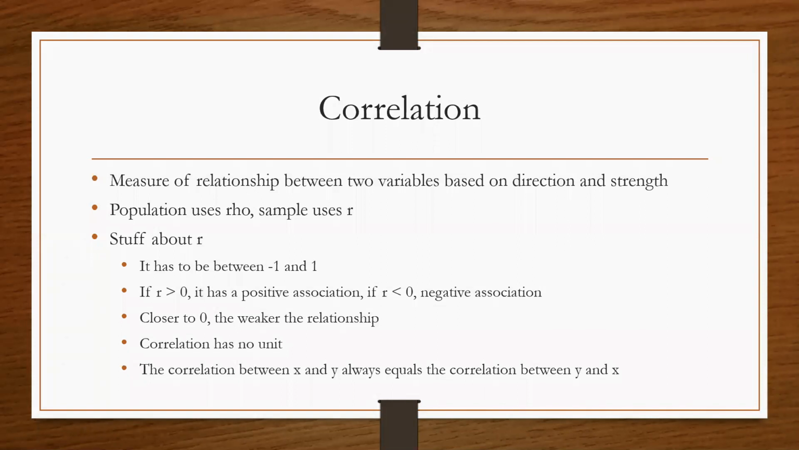Correlation has no unit, and another key thing, correlation between x and y always equals correlation between y and x. So for instance, like height and shoe size. Chances are if someone has big feet, then they're also going to be taller. So you can invert that and say people who are taller most likely have bigger feet. Just stuff like that.